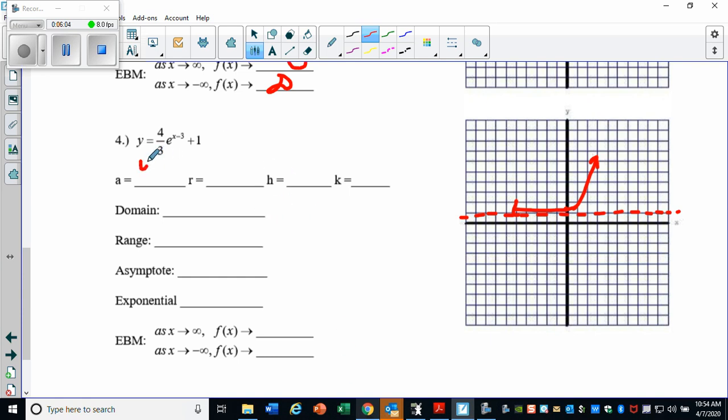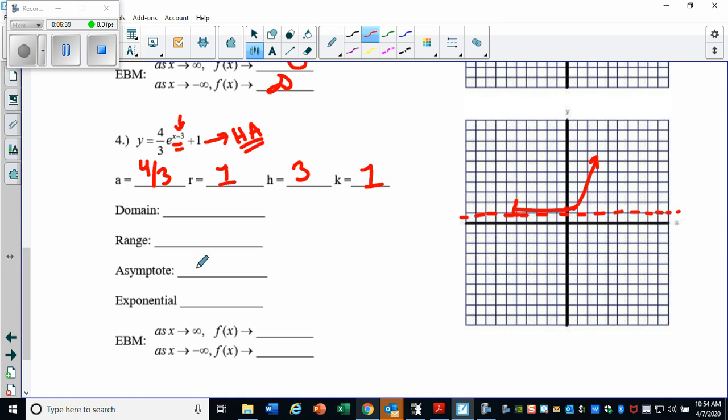Okay, and now let's take a look at this. So my a value is 4/3. So that's, once again, since that's bigger than 1, that's going to tell me that's a vertical stretch. My r value, notice I don't have any parentheses, so what's your number in front of x? That's just going to be 1, so it's no horizontal stretch or compression. My h value, remember, is the opposite of what's next to x, so that's 3. So that tells us 3 to the right. And the k value is your number added or subtracted, that's 1. And remember that that's the exact same thing as your horizontal asymptote.